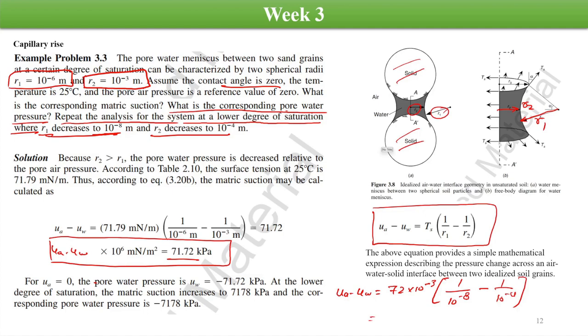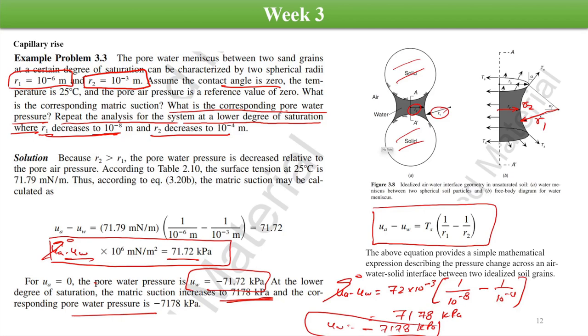If we solve it again in kPa, with 10 to the power 8 minus 10 to the power 4, it's going to be approximately 7178 kPa. The corresponding pore water pressure: here also UA is equal to 0, so pore water pressure will be negative of 7178 kPa. So in this question we have seen that if we know the two radii, R1 and R2, then we can determine the value of matrix suction, and in turn the value of pore water pressure.